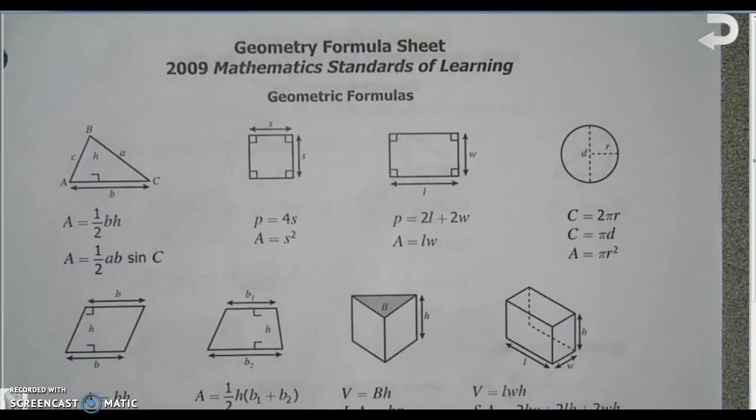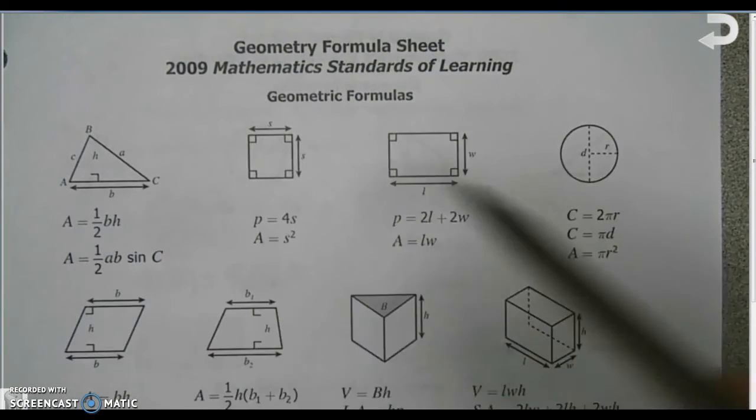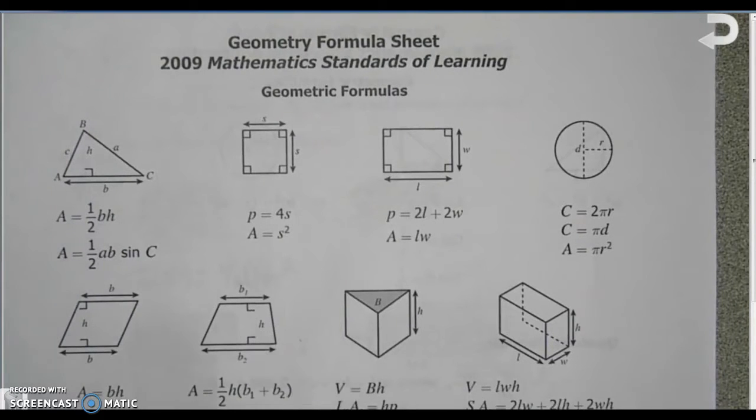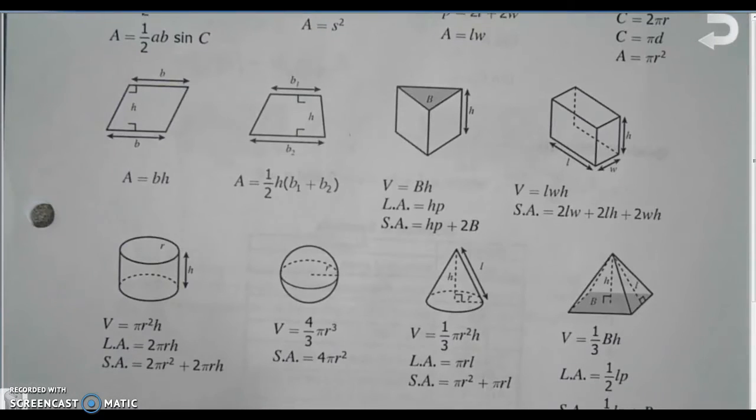Today you're going to be doing a formula sheet unit, so we want to talk about the fact that you guys have a formula sheet and that you will be using it. Here are all the formulas for two-dimensional figures, the first 6. But we're going to focus today on the formulas for three-dimensional figures.